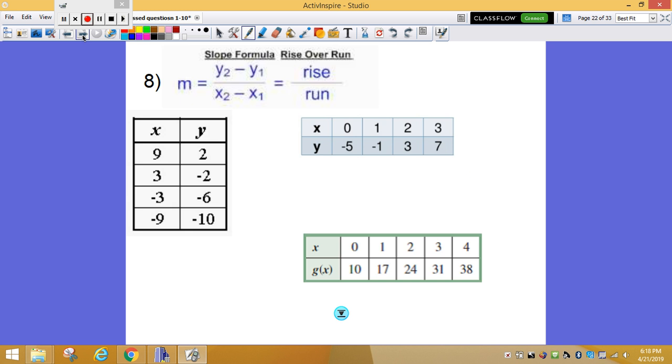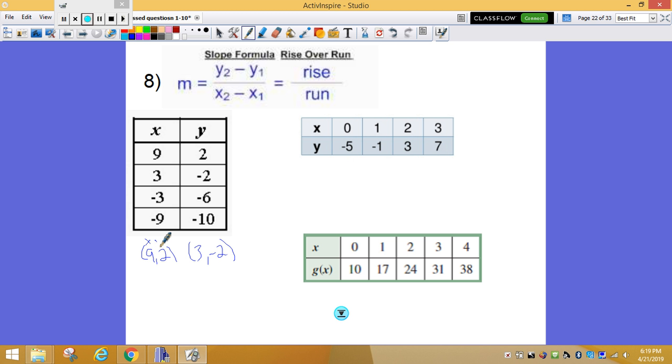Number 8, if you missed number 8, you should be watching this. I want you to pause it and write everything down that's on this screen. Alright, so slope is y2 minus y1 over x2 minus x1. It's also rise over run, but that doesn't help us here. So I'm going to make this, and you should have this table written down. I'm going to make these ordered pairs. So I have the ordered pair 9, 2, and I have the ordered pair 3, negative 2.